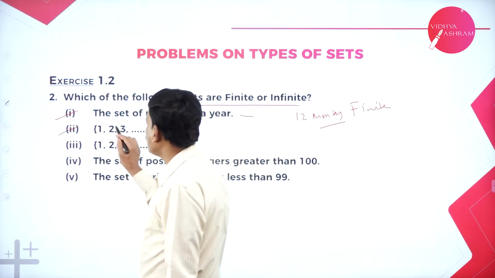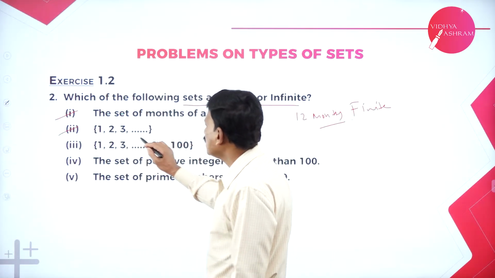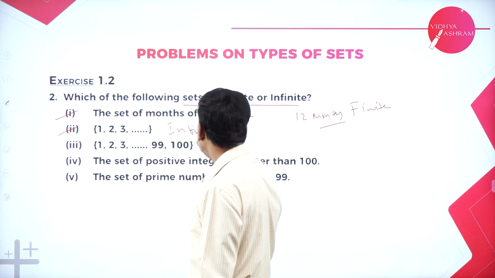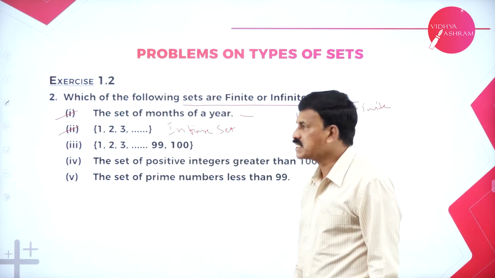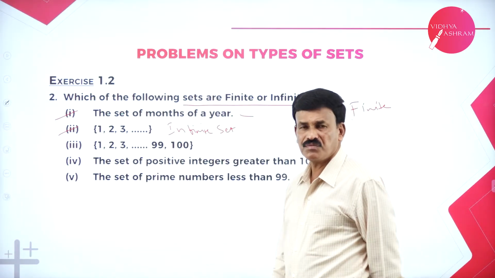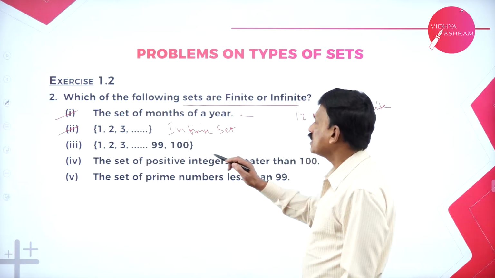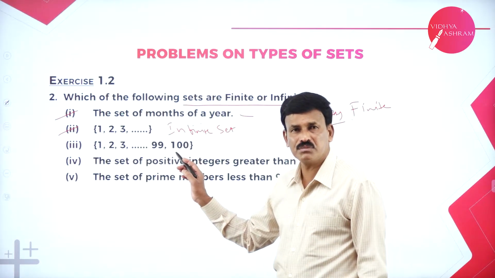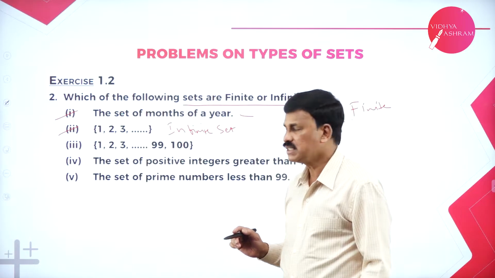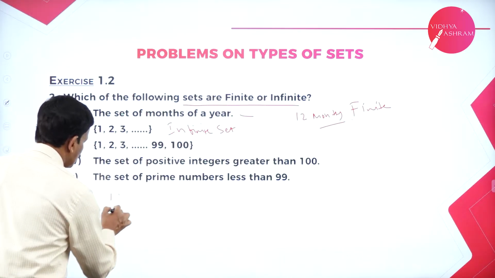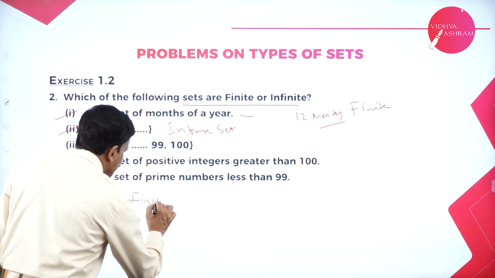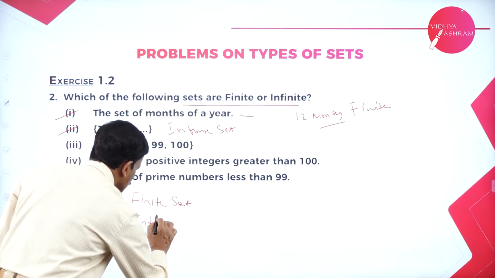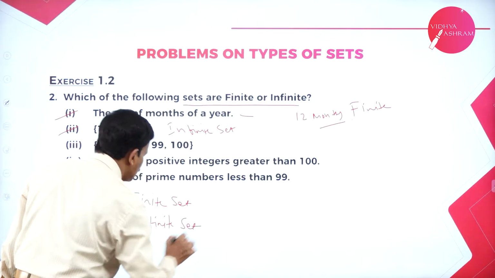Here, the set of natural numbers 1, 2, 3, 4, 5, etc. Infinite number of elements are there. This is an example for an infinite set. The set of months of a year is an example for a finite set because there are 12 months in a year. Now, second one, 1, 2, 3, etc. There are so many numbers, we don't know how many numbers there are. Therefore, this is an example for an infinite set. So, the first one is a finite set, and the second one is an infinite set.